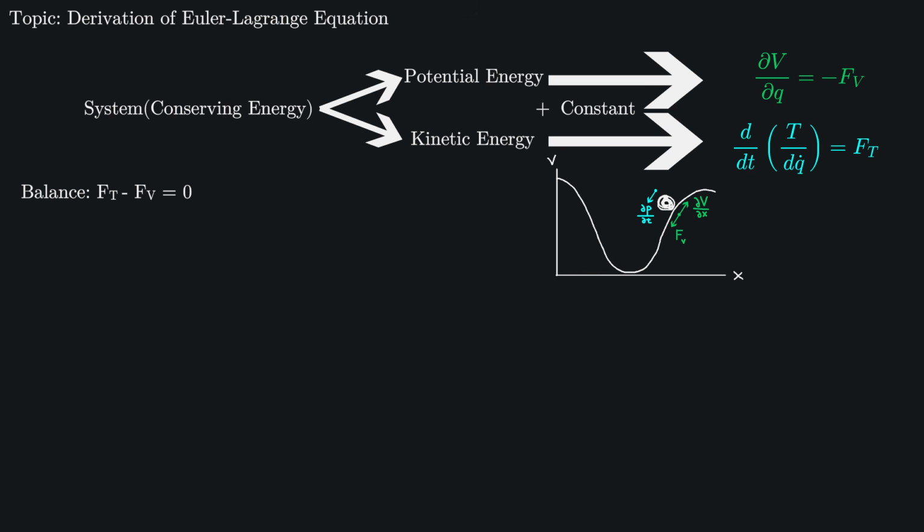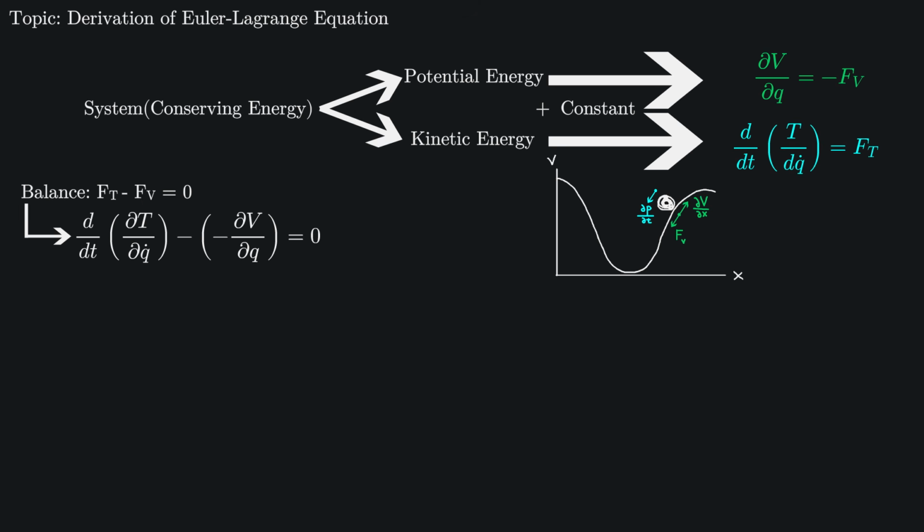Since both methods calculate the exact same physical force acting on the particle, they must be balanced. If we subtract them, we get zero. Inserting the terms into this balance gives us the Euler-Lagrange equation of motion. In this equation, the first term is related to kinetic energy, and the second is related to potential energy.